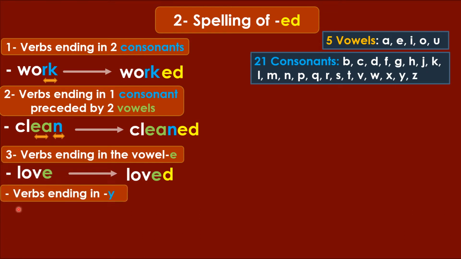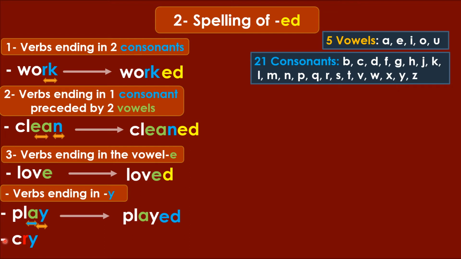Now verbs ending in Y, like play. Play ends in a Y preceded by one vowel, and in this case we simply add ed at the end of the verb. As we explained before, we explained all these points in the previous slide. But we are going to add more information in this slide.